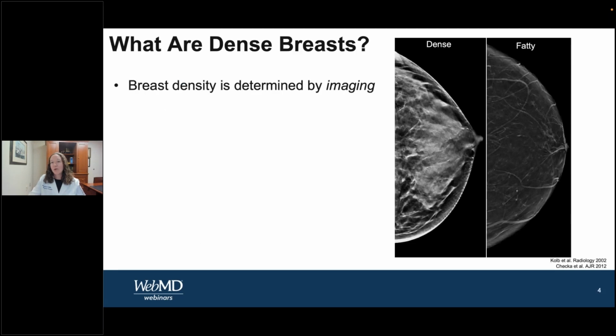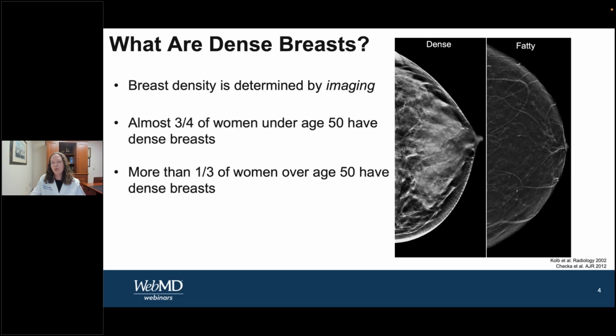Breast density is something that's determined by imaging. Specifically, this is something that we can see on a mammogram. If you look at these images on the right of the screen, what you can hopefully see is that the breast here that we're showing a mammogram of that's labeled dense looks mostly white, as opposed to the breast on the far right side of the screen, which looks mostly dark, and that's a fatty breast. So dense breast tissue is a normal finding. Almost half of women have dense breast tissue. About 45% of all women have dense breast tissue, and 3/4 of women under the age of 50 have dense breast tissue, and more than 1/3 of women over the age of 50 have dense breast tissue.